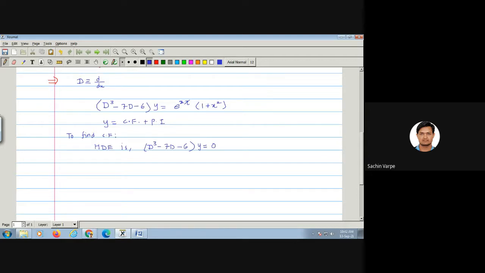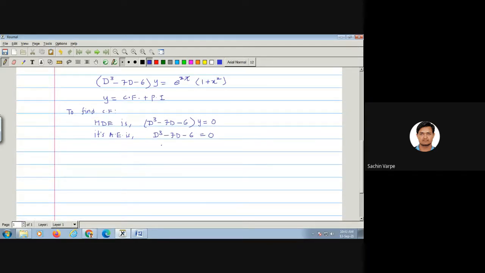Actually, the complementary function is the solution of the homogeneous differential equation. So we are considering the homogeneous differential equation first. Its auxiliary equation is D cube minus 7D minus 6 is equal to 0. What are the roots of this auxiliary equation? Find the roots, everyone. As the order is 3, three roots must be there. So how do we find them?